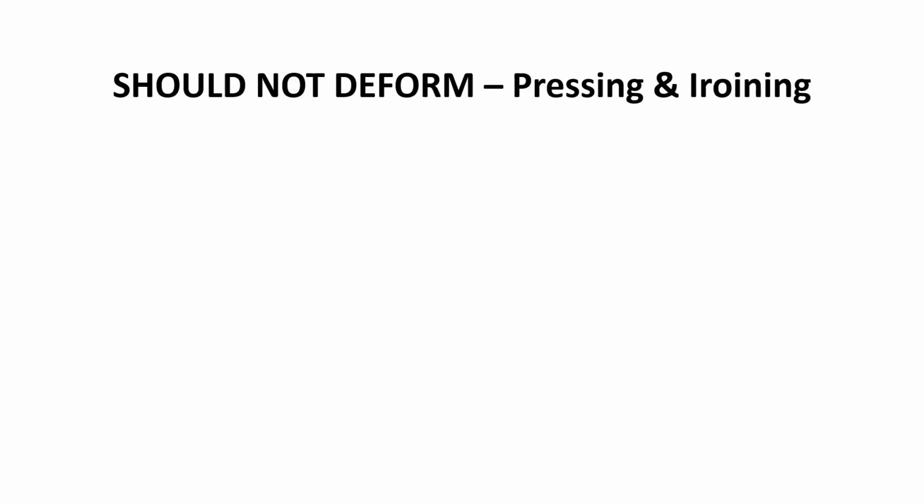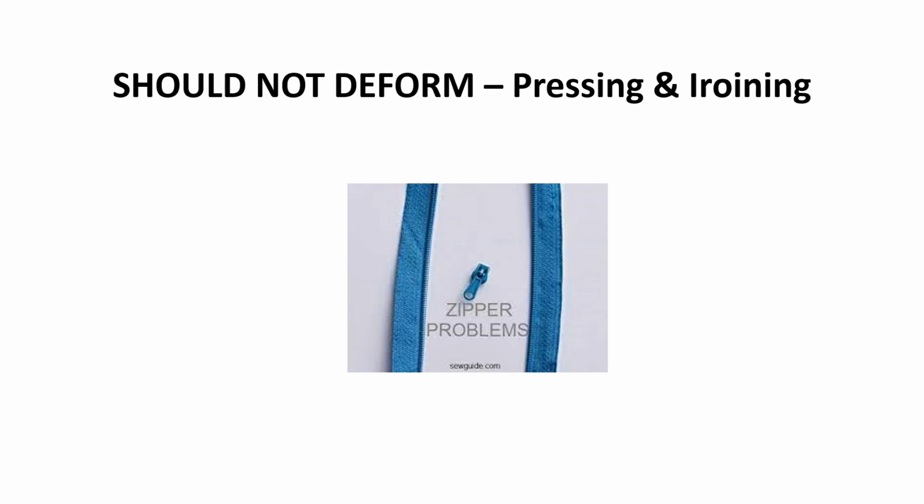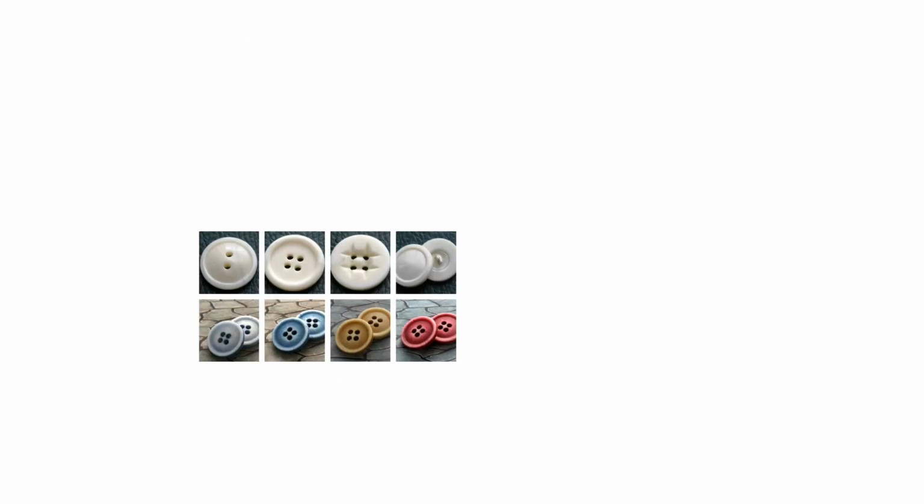Another very important point an inspector must check when inspecting a particular zipper is pressing and ironing. Zipper assembly should not deform during pressing and ironing. That particular parameter should be judged correctly. Like here in the picture, you can see the little deformations after pressing and ironing. That should not happen, so this parameter must be checked by the inspectors. So that's all about the zippers as accessories.